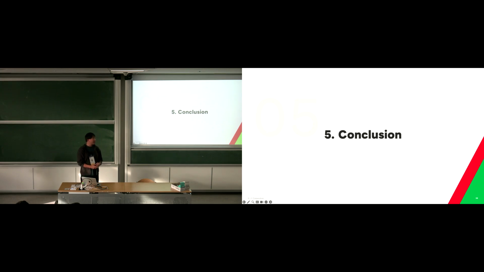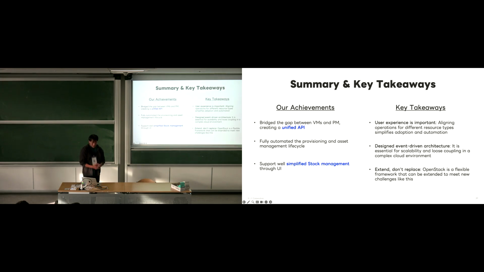Okay, so let me wrap up our session. Our achievements: we bridged the gap between VM and PM. We provide unified APIs, which allow users to operate VMs and PMs with the very same operation. We also provide a fully automated provisioning and asset management cycle based on notification events. And we support very simplified stock management through the UI, so end users can easily make a request for stock or easily return stock based on UI operation.